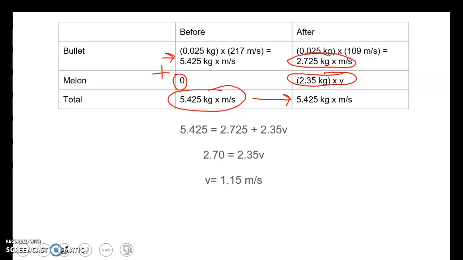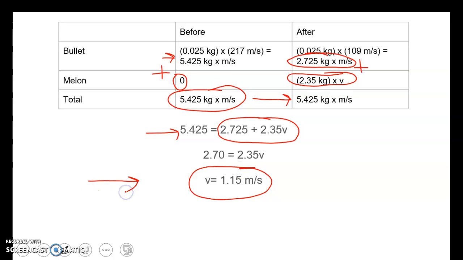So we take our momentums at the end, add them together, and make it equal to our total momentum. We bring the 2.725 over, and then we divide by 2.35, and we find the watermelon is moving to the right with a velocity of 1.15 meters per second.